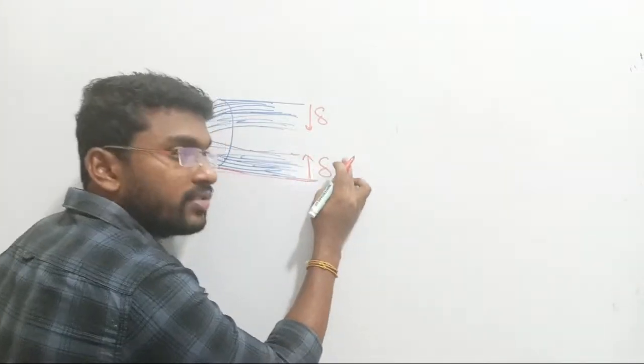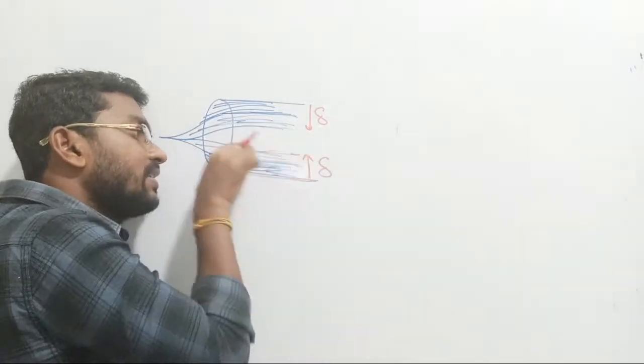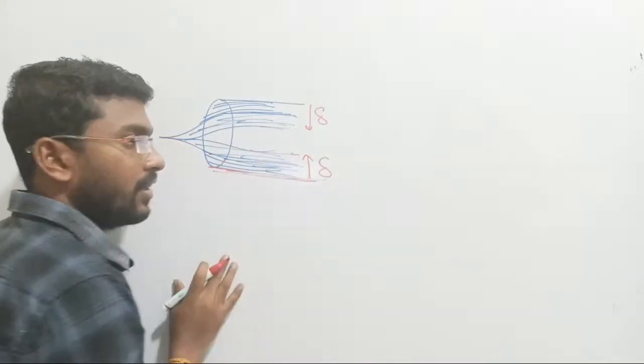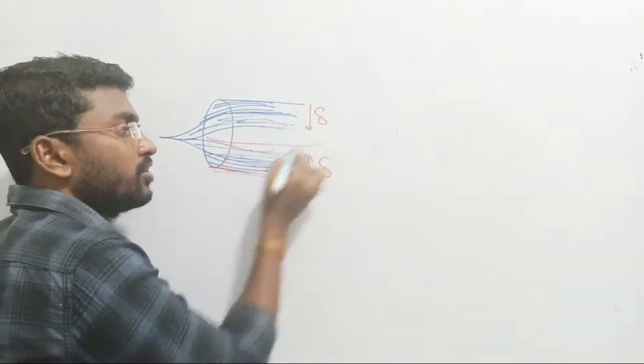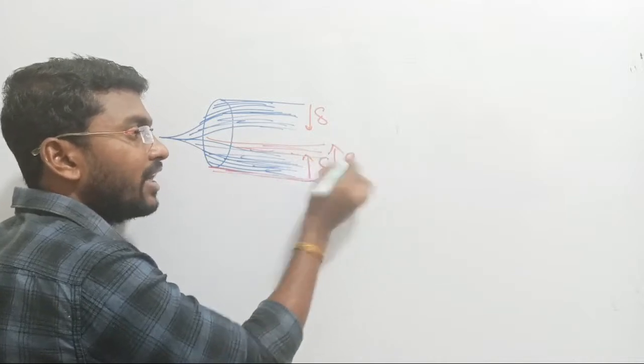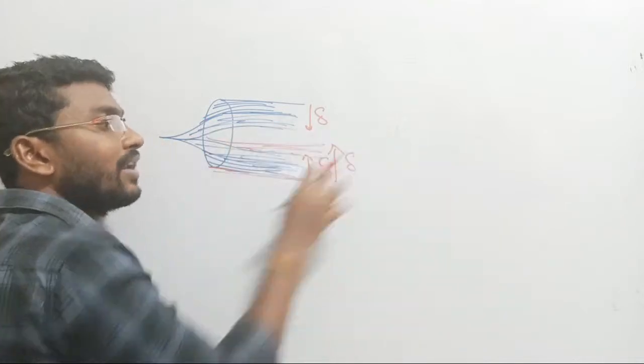Skin depth denotes the distance up to which we are carrying the current from the surface. Surface is the depth up to which we are carrying the current. If the depth value increases, that means we are carrying more current, that is, more area is carrying the current.